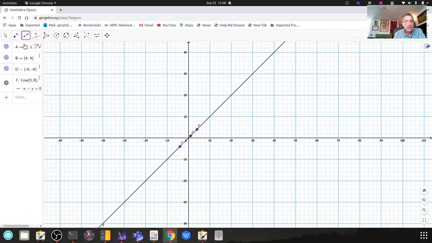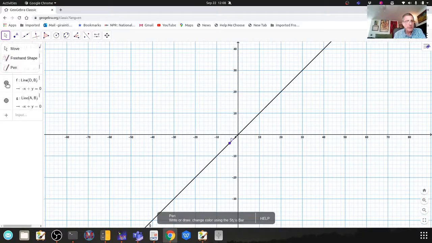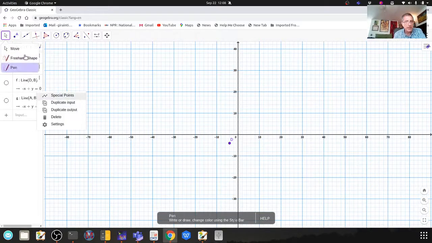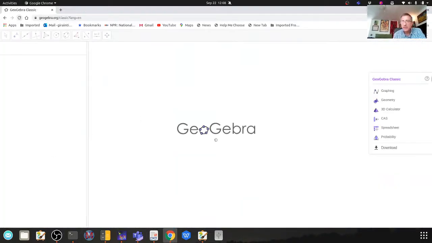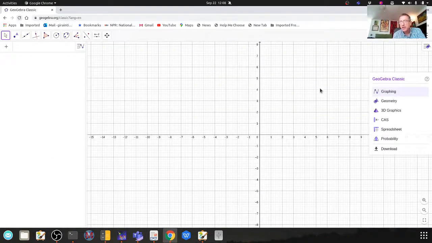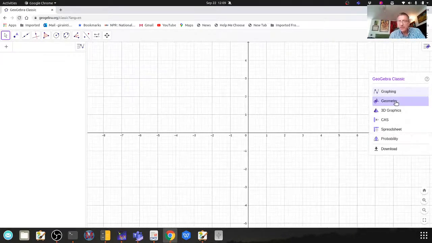I don't know why it wants to do more than what I want it to do. Let's just erase those. Why don't I just start off with a whole new canvas. So bringing it up, and we're going to do points.